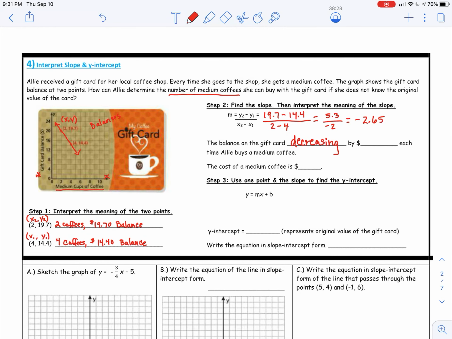How much is it declining by? Well, the slope says it's declining by $2.65. It's going down. Each set of points there is decreasing. Every 2 cups of coffee is decreasing $2.65 worth. All right, so the cost of a medium cup of coffee is $2.65.